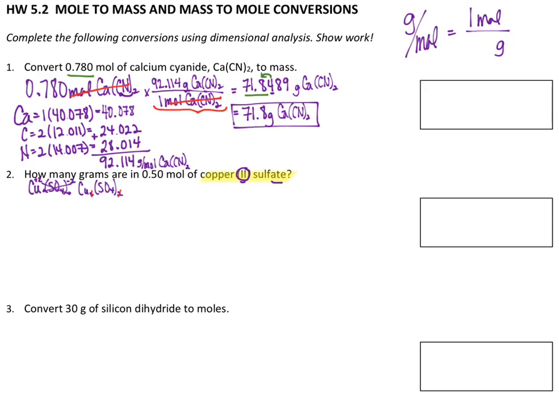Now I'm going to write down my given. My given is 0.50 moles of CuSO4. In this case, if you don't know your nomenclature, you can make a mistake on your formula, and that will affect your molar mass. Again, here we're going to end up with grams, so we want grams in our numerator.